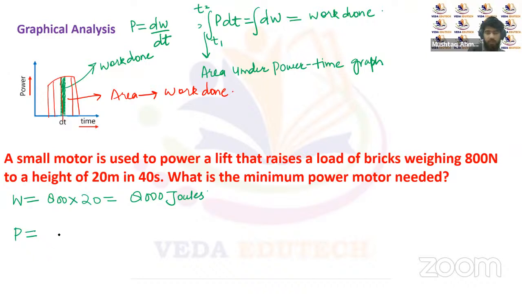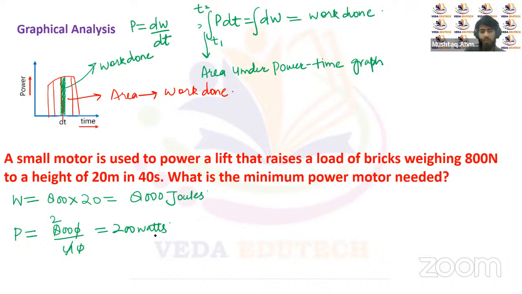Now, this energy is supplied in 40 seconds, right? So power will be 8,000 upon 40. It will be 200 watts, correct? So it will be 200 watts of power supplied by this small motor to lift these bricks to a height of 20 meters in 40 seconds.